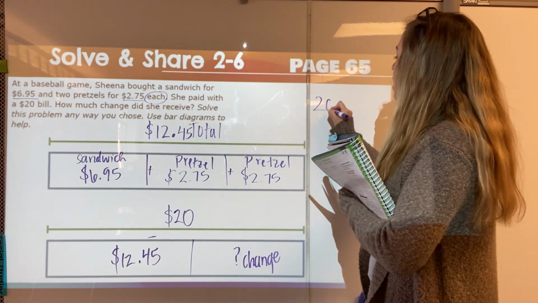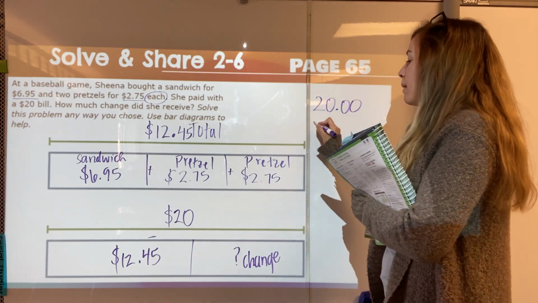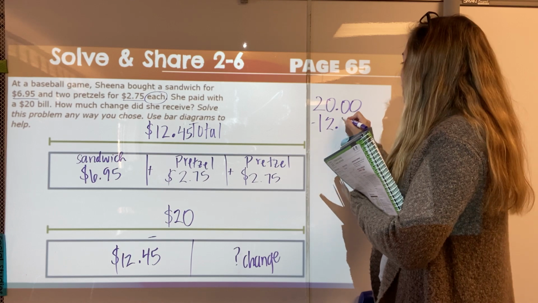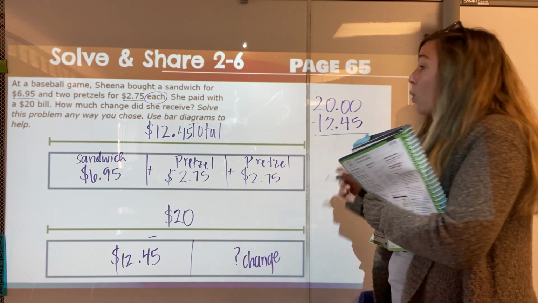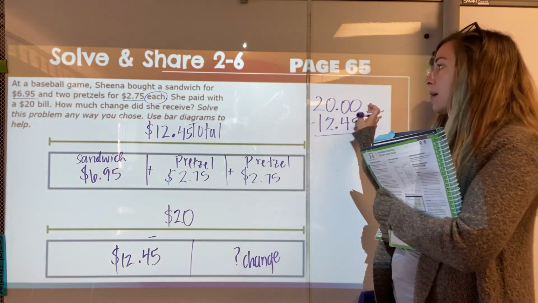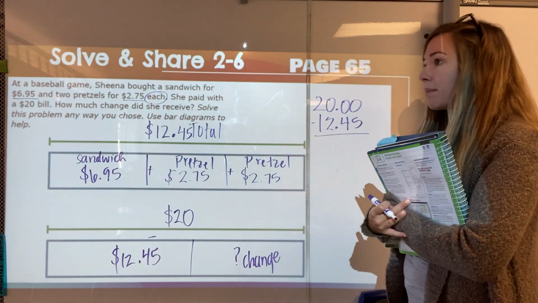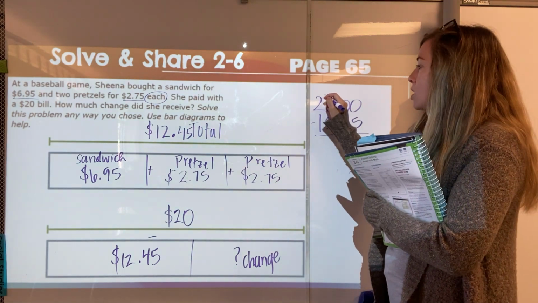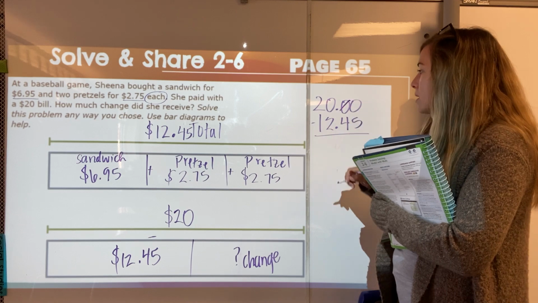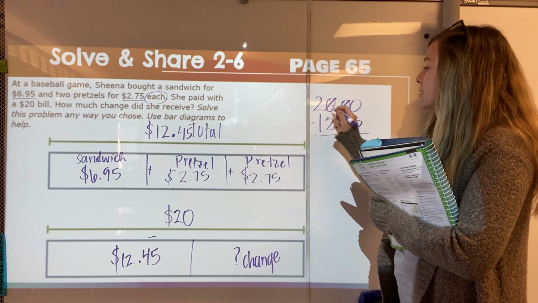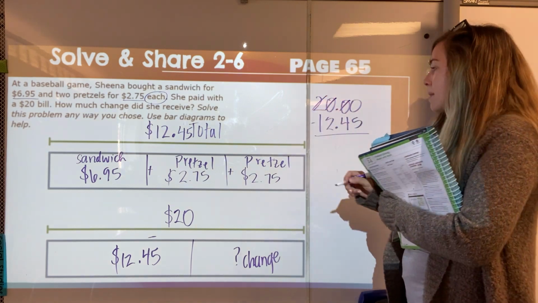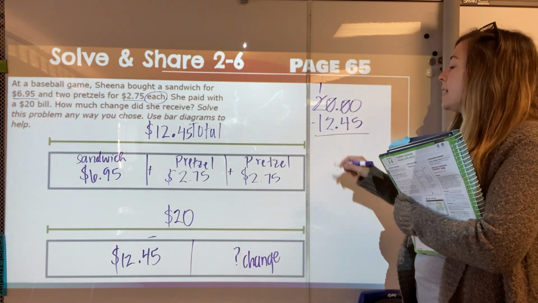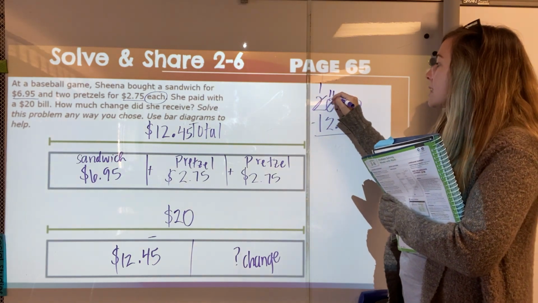We've got $20 and we're taking away $12.45. We're gonna have some regrouping to do. Whenever you get a number that's bigger with a bunch of zeros on top, you know you're gonna have to regroup. So our zero, well, we gotta come over to the zero. We got nothing. We gotta come over to the zero. We got nothing. So I'm gonna cross out this 2. I'm gonna make it a 1. And then I have a 0 here, so I'm bringing 10 over.